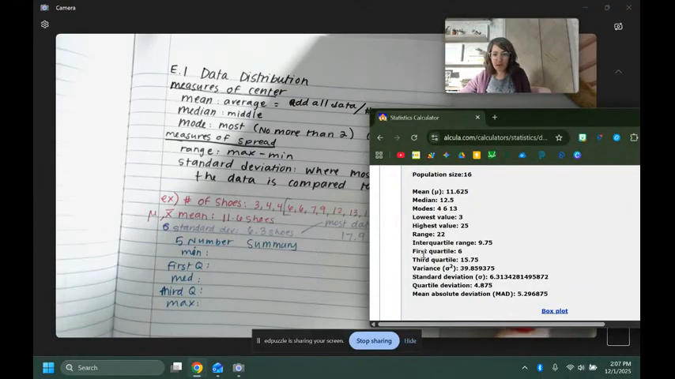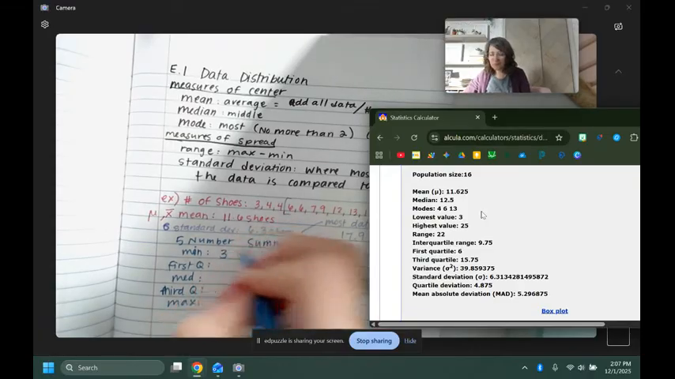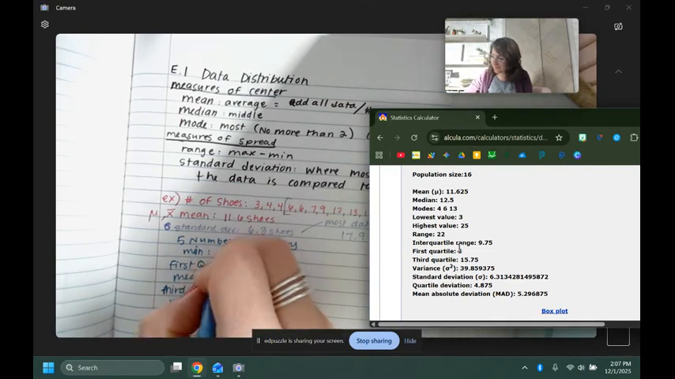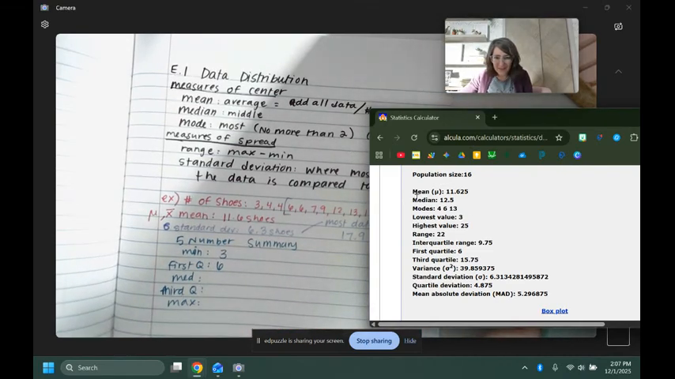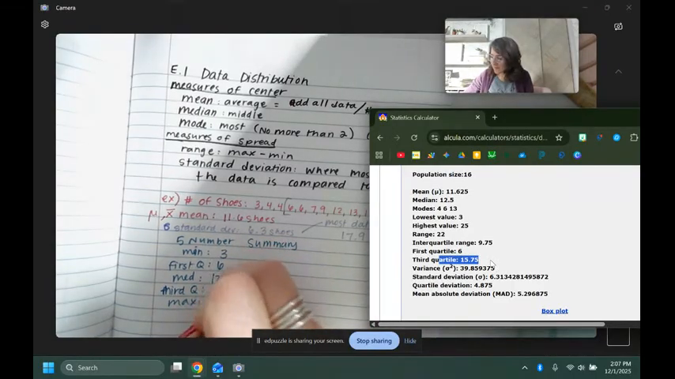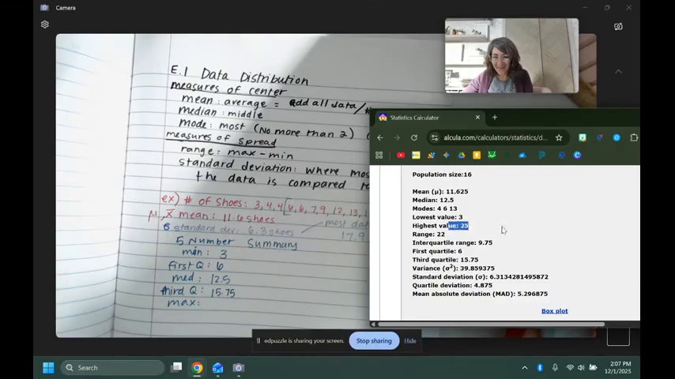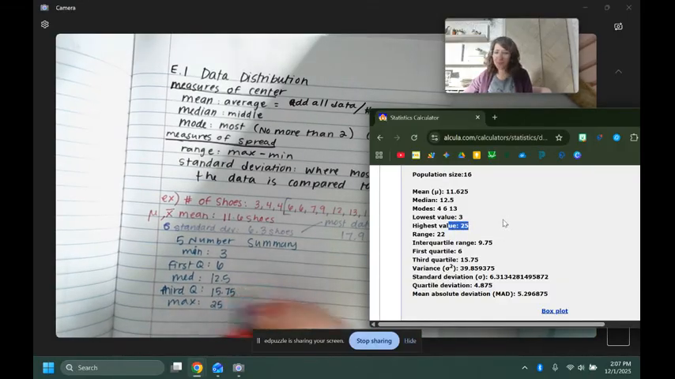So the minimum, the lowest value, or you can just look at that, is 3. The first quartile, 6. The median, 12.5. Third quartile is 15.75. I'll explain what all these mean, by the way. And the highest value is 25. Okay.